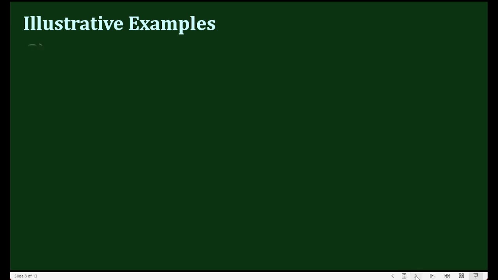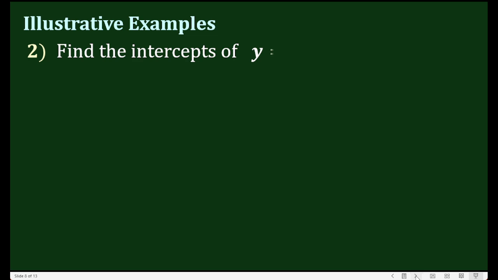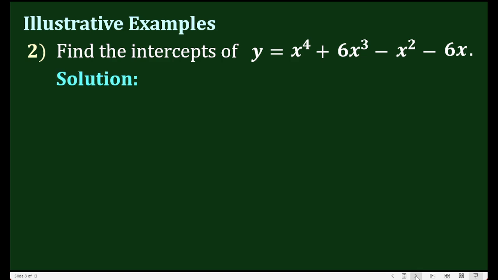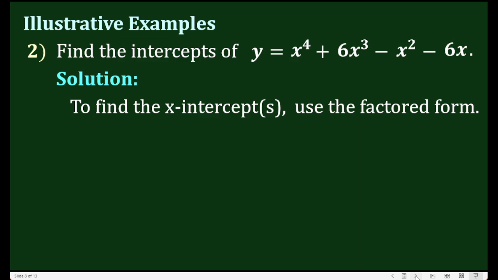For our next example, how about finding the x and y intercepts of this next polynomial function? We have y equals x to the 4th plus 6x cubed minus x squared minus 6x. So for our solution, we find first the x-intercepts, and by doing so, again, we use the factored form. And for the factored form, we apply the synthetic division.